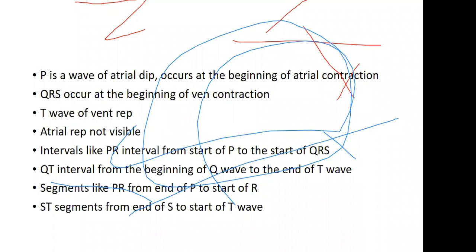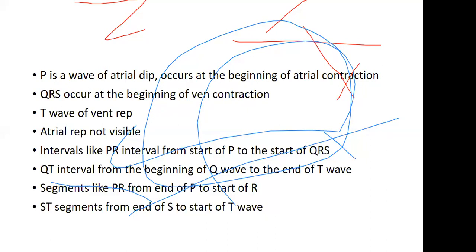T wave is the wave of ventricular repolarization, and I discussed now that where is the T wave of the atria that is submerged in the QRS complex because of their timings, which are the same. That's why atrial repolarization is not visible.